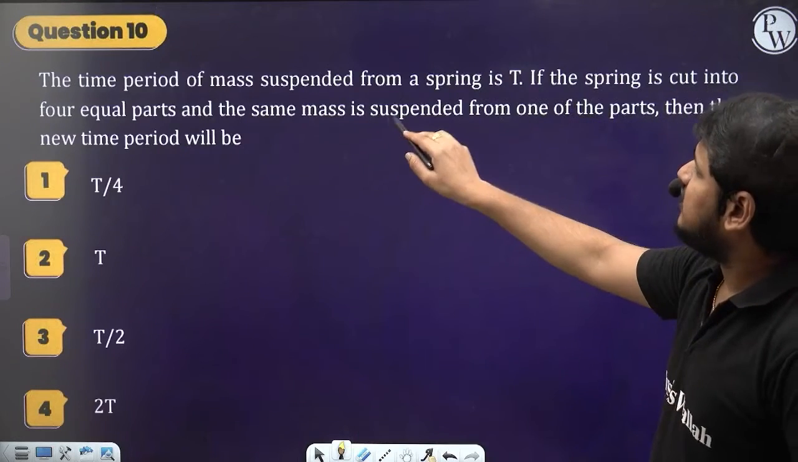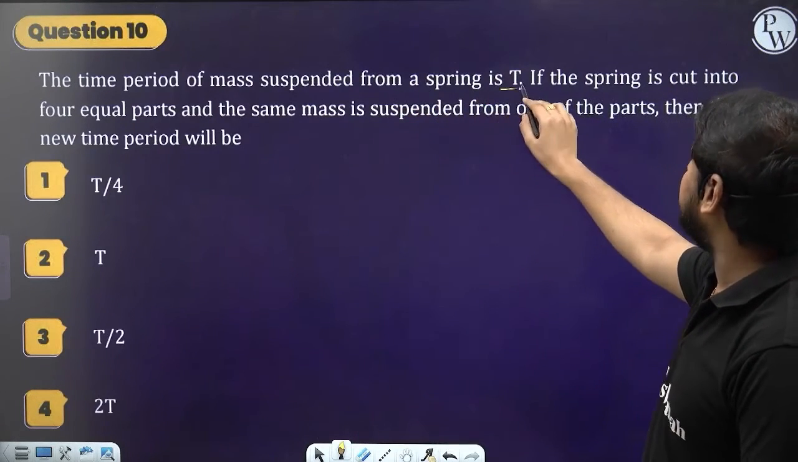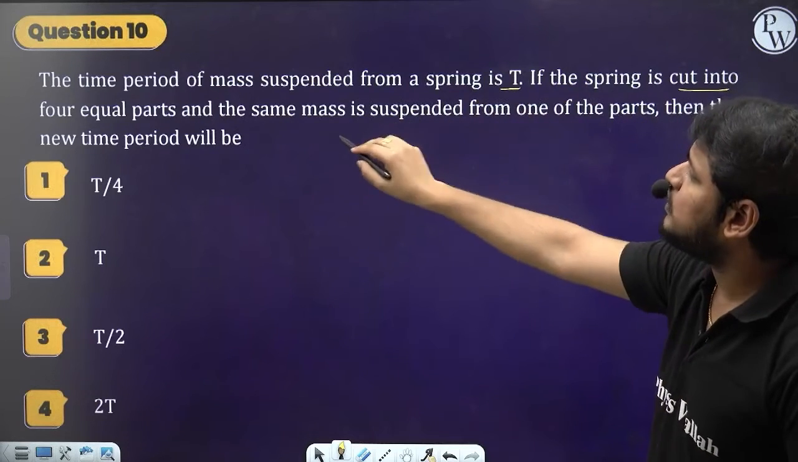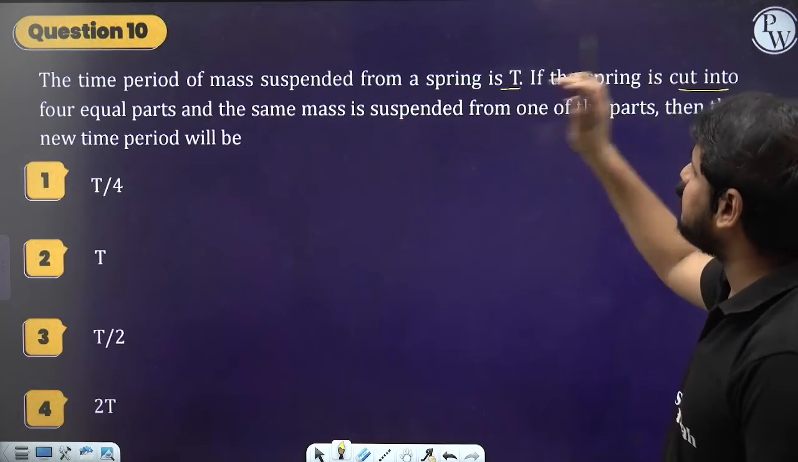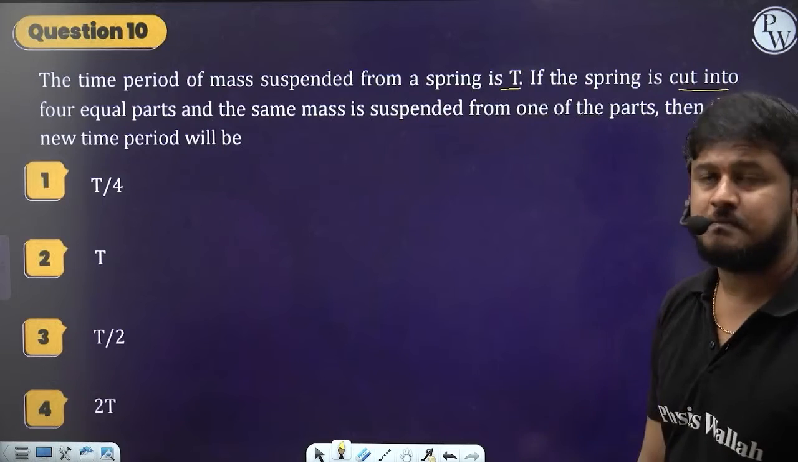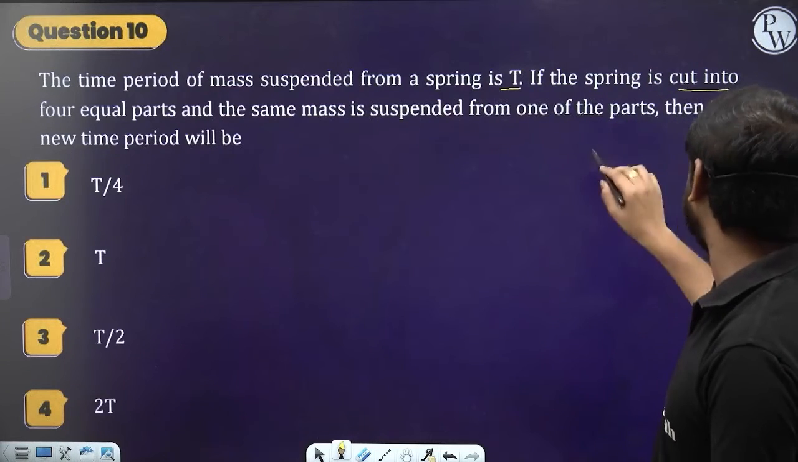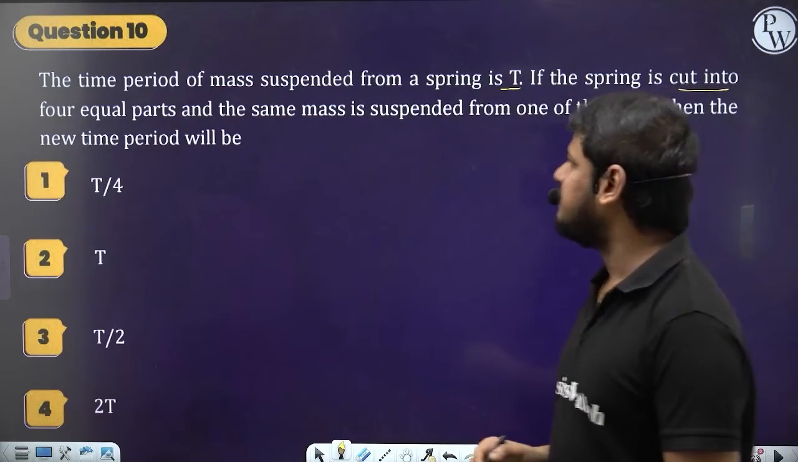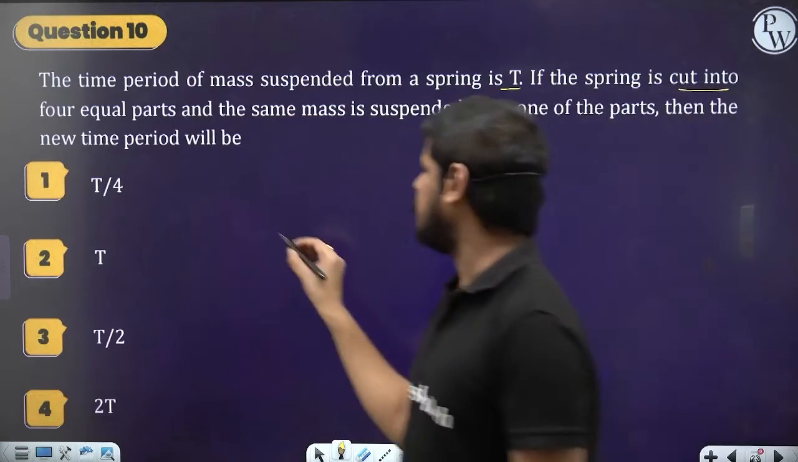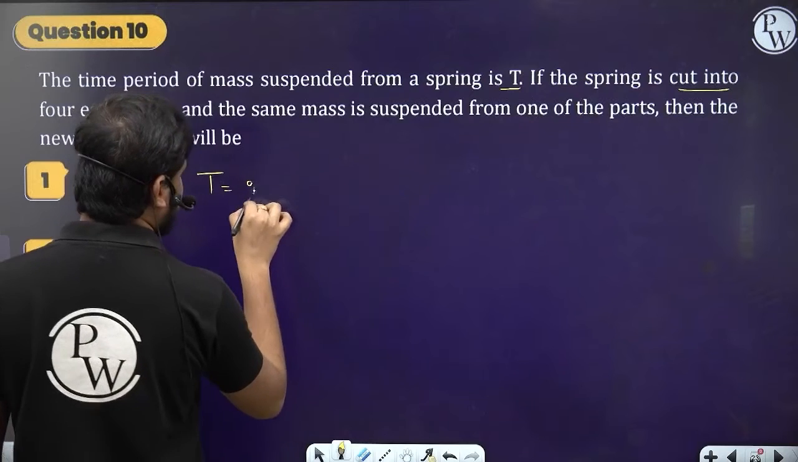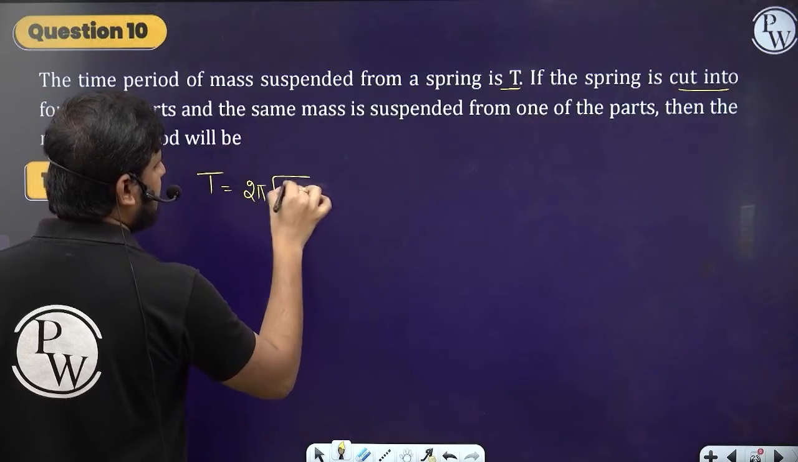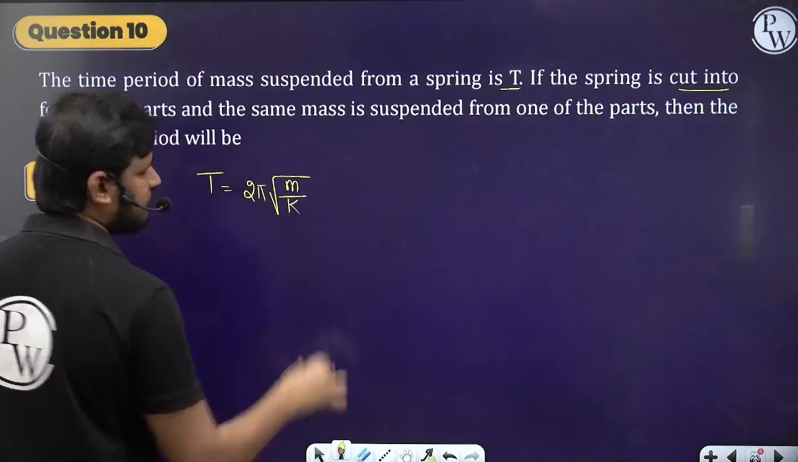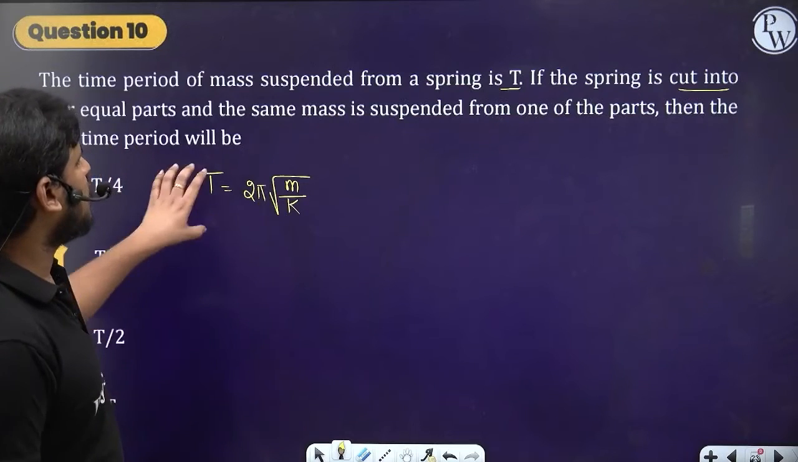The time period of the mass suspended from the spring is T. If the spring is cut into 4 equal parts, and the same mass is suspended from only one of the parts, then what will the new time period be? You know that the time period is directly proportional to root over m by k. Yes or no? So what is the spring constant?